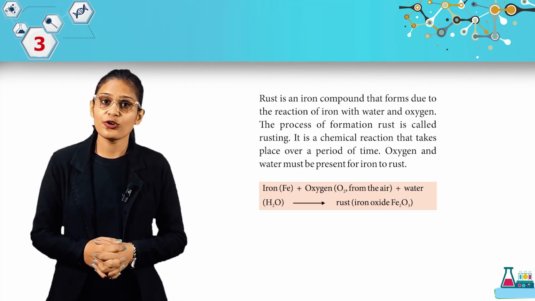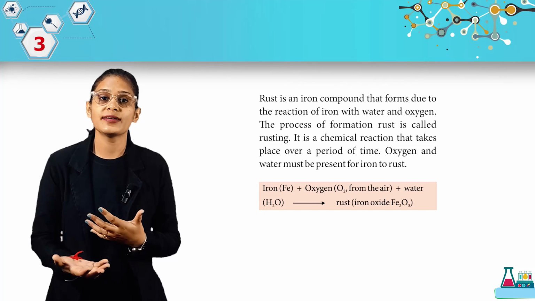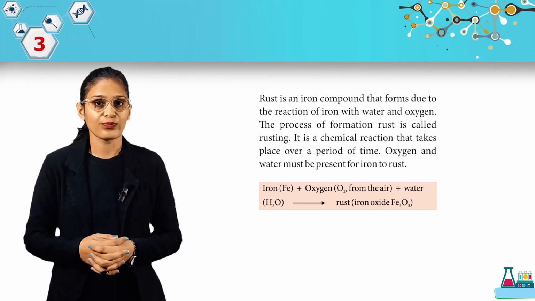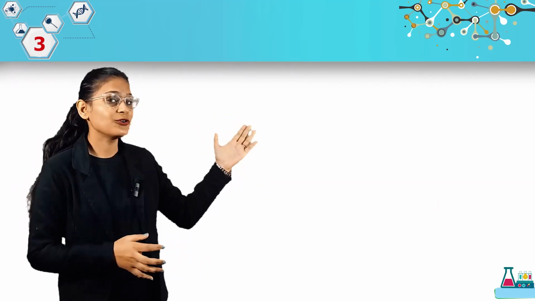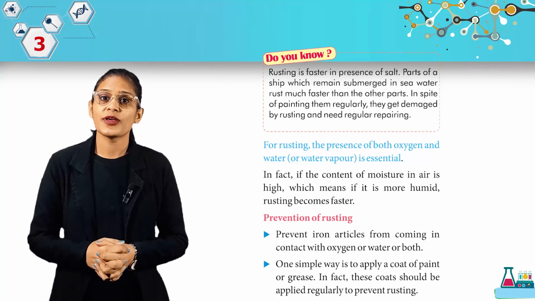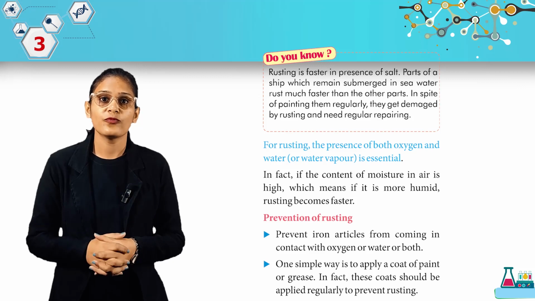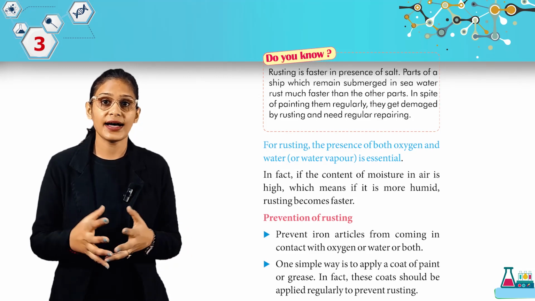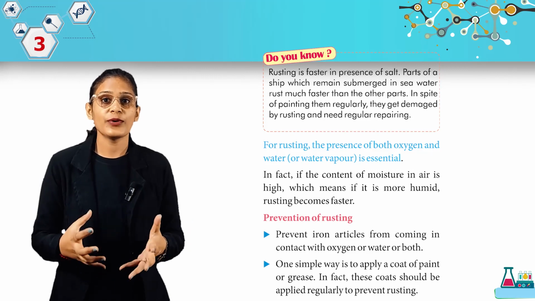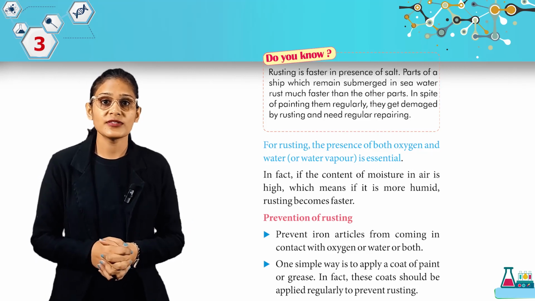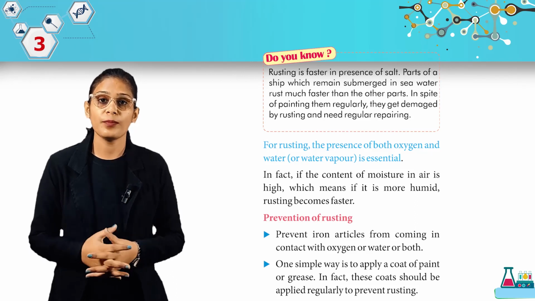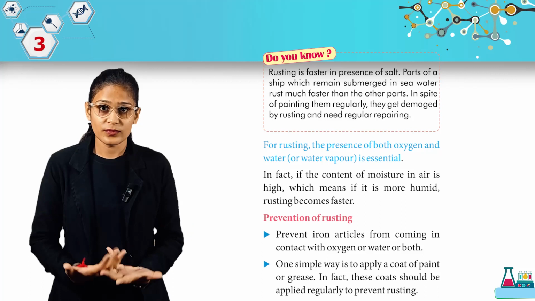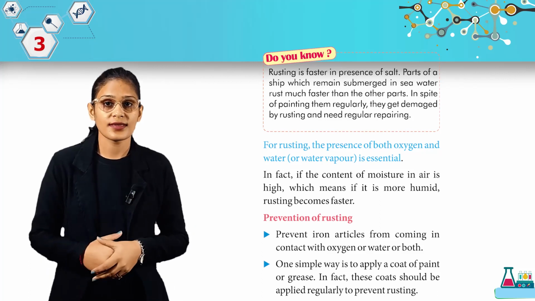So students, rusting of iron भी chemical change है, chemical reaction है, किसकी presence में होती है? Oxygen और water की presence में होती है. Get it students? Now, do you know rusting is faster in presence of salt? Parts of a ship which remain submerged in seawater rust much faster than the other parts. In spite of painting them regularly, they get damaged by rusting and need regular repairing. So students, here you know कि जो rusting है वो salt की presence में ज़्यादा होती है.